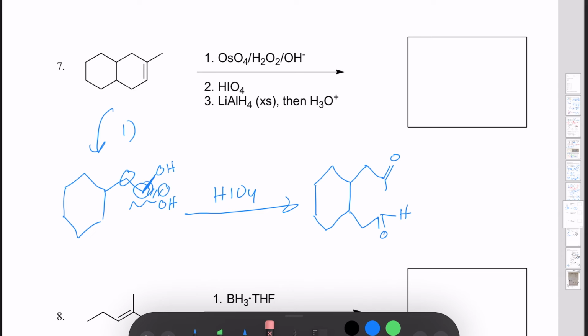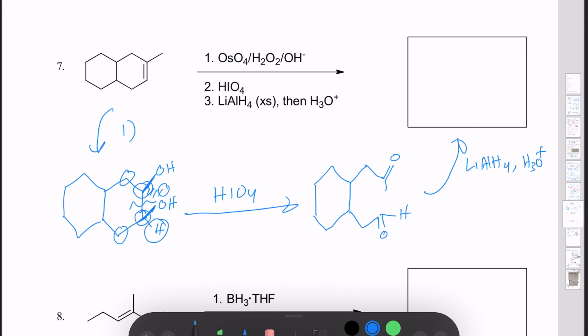On the other end, you see that this carbon right here was only attached to a carbon and a hydrogen. So when this cleavage occurred, it ended up forming an aldehyde. The last step is to apply lithium aluminum hydride in excess along with reductive workup, or adding H3O+.